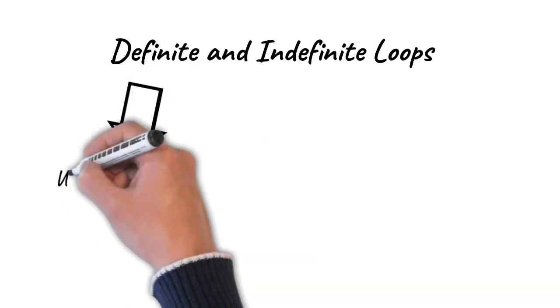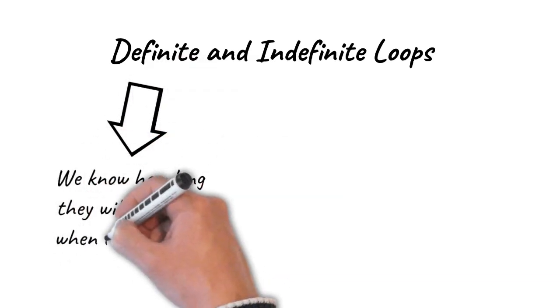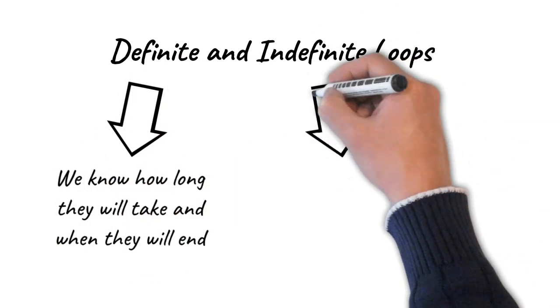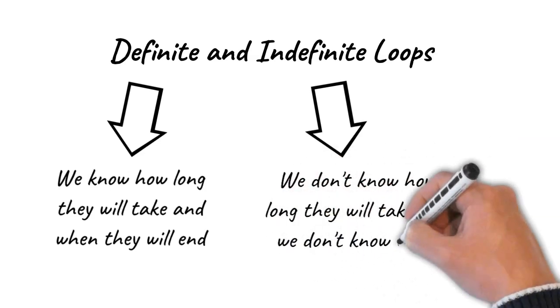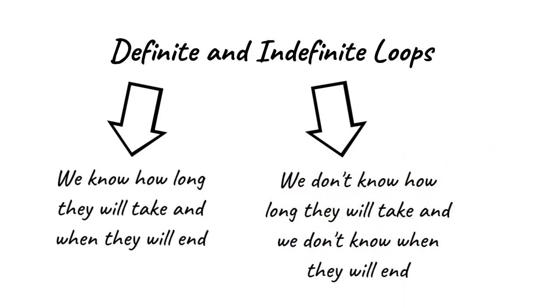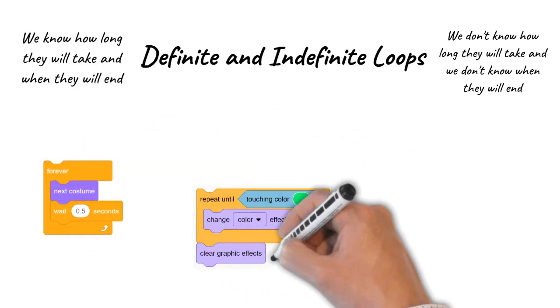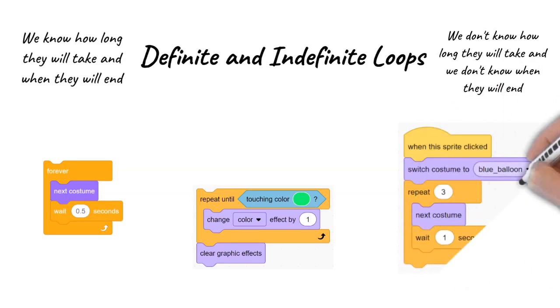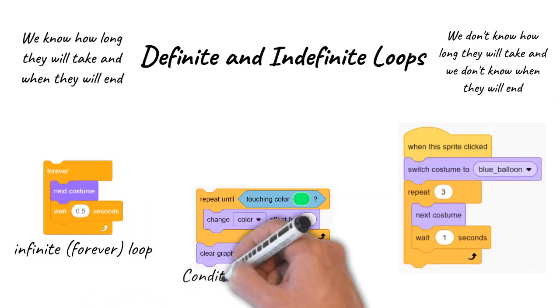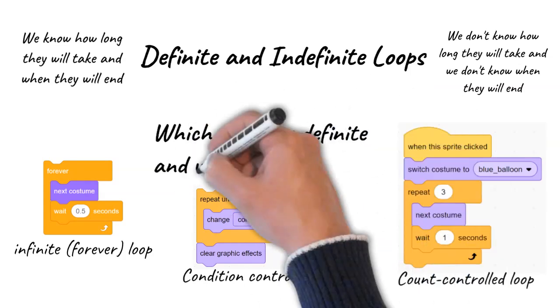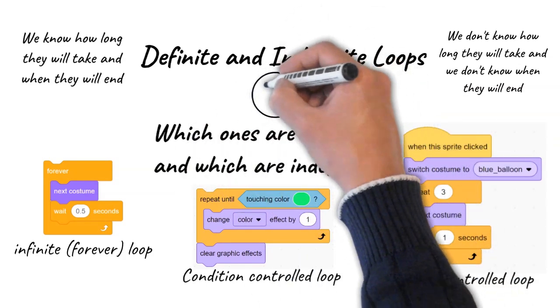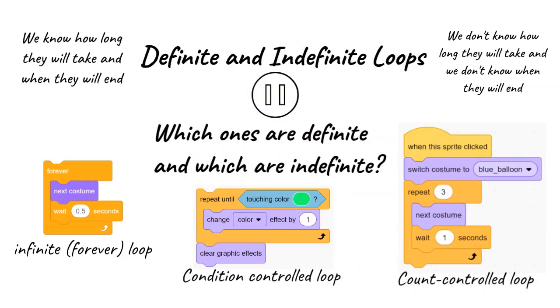Computer scientists recognize two different types of loops. We have definite loops and indefinite loops. Definite means we know how long they will take and when they will end. Indefinite means we don't know how long they will take and we don't know when they will end. Which of these are definite and which of these are indefinite? You might want to pause the video once this is finished and just have a think about it yourself before moving on.